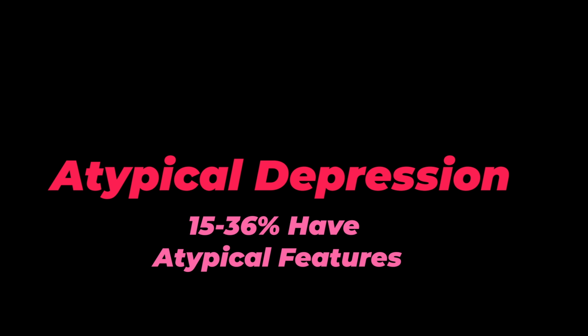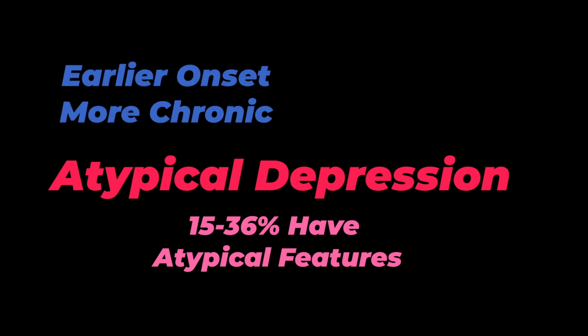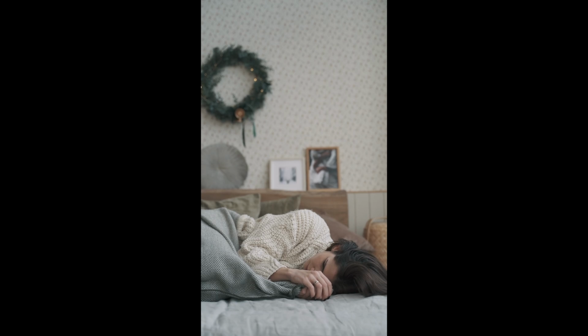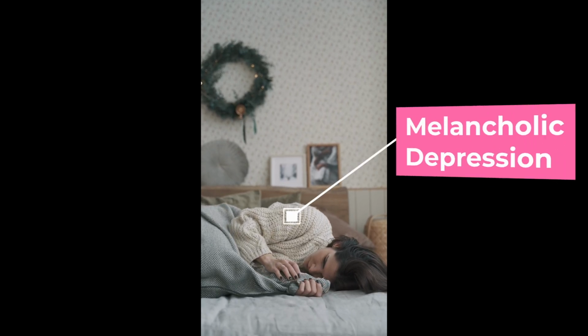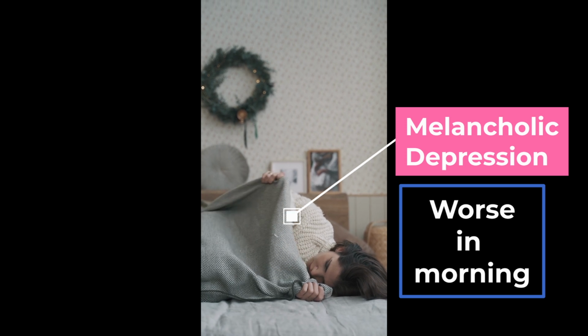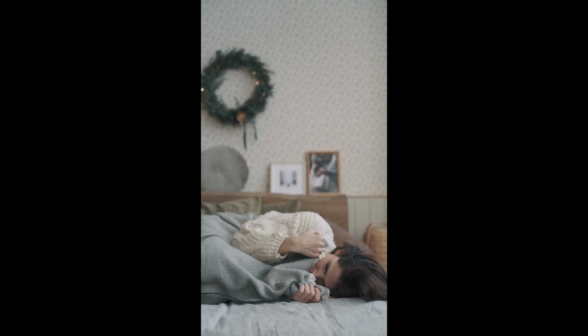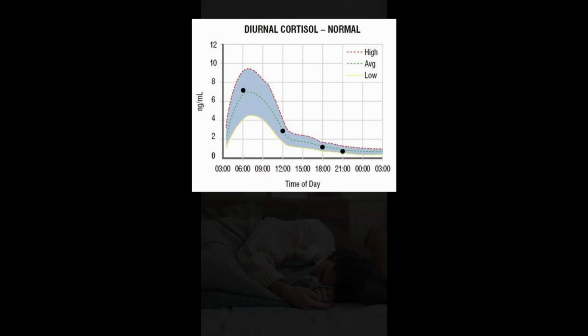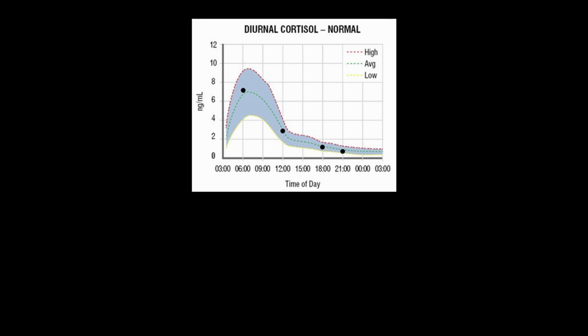Typically, atypical patients have an earlier onset of symptoms and a more chronic course than melancholic depression. We see it more commonly in younger women, and we see more comorbid conditions with atypical. Another important feature to know is that melancholic depressive patients typically feel worse in the morning, compared to atypical depression, which typically feels worse in the evening. There are 2 things that help me remember this. First, we know that melancholic depression is really linked to the high cortisol. And of course, cortisol is highest in the morning. So it's not surprising that melancholic depression is worse in the morning.